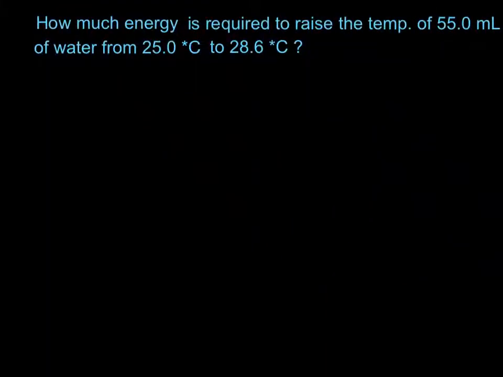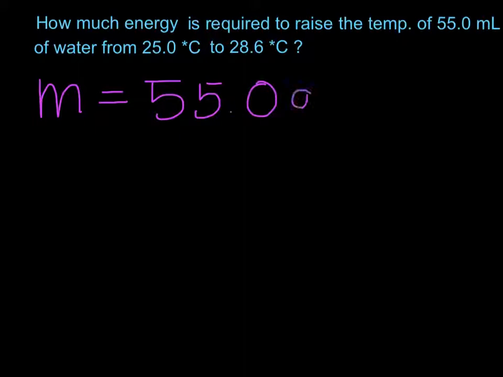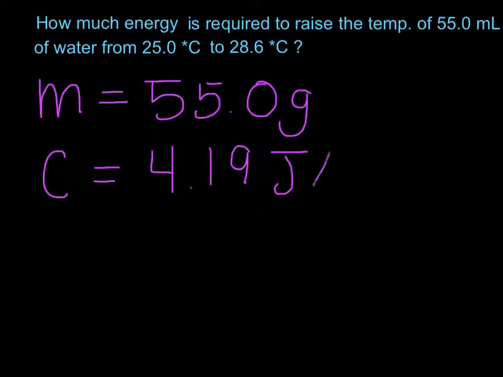Here's an example to solve for Q. How much energy is required to raise the temperature of 55 milliliters of water from 25 degrees Celsius to 28.6 degrees Celsius? M. Since 1 milliliter of water is equal to 1 gram, the M is 55 grams. Remember that other substances have different densities, therefore read the question carefully. C. The specific heat capacity of water is 4.19 joules per gram degrees Celsius. Again, this will vary according to the substance.